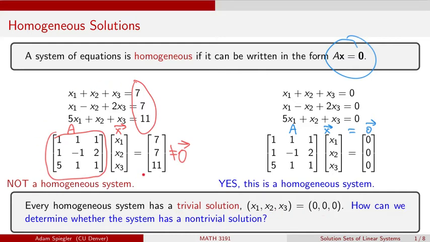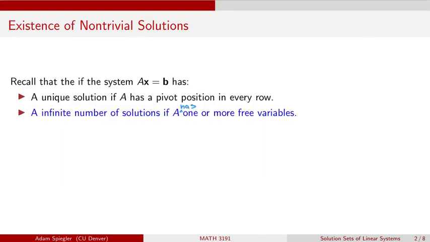That is not the case for non-homogeneous systems. In fact, the trivial solution is definitely not going to work for a non-homogeneous system. So the question isn't how can we find one solution when it comes to homogeneous systems, but how can we determine whether other, non-trivial solutions exist?